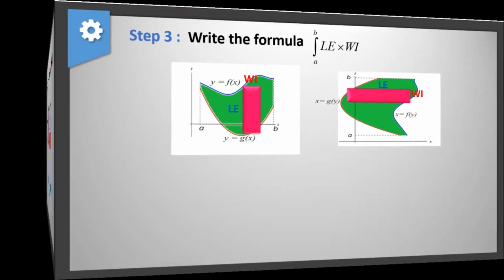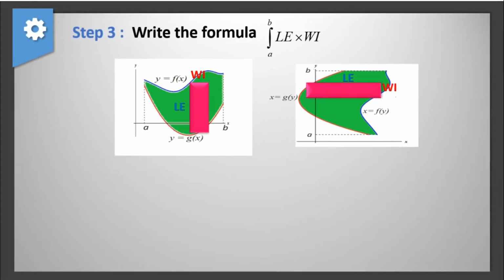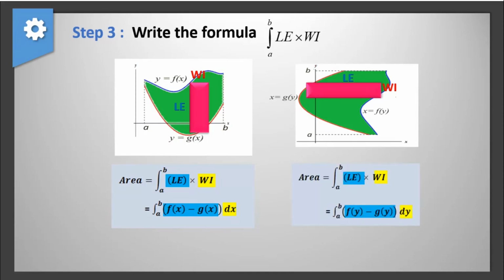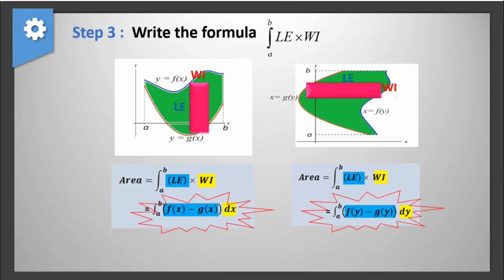Step 3. We write the formula in the integral form. For the vertical block, we have the integral of length times width, with the function f(x) minus g(x), integrated with respect to x. And for the horizontal block, we have the integral of length times width, also with the function f(y) minus g(y), integrated with respect to y.